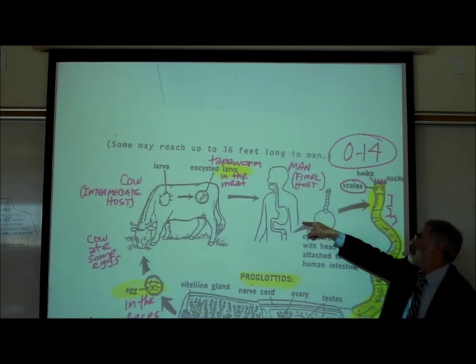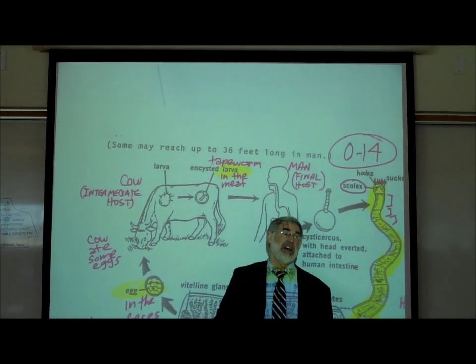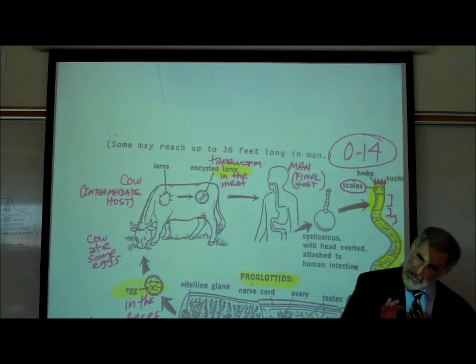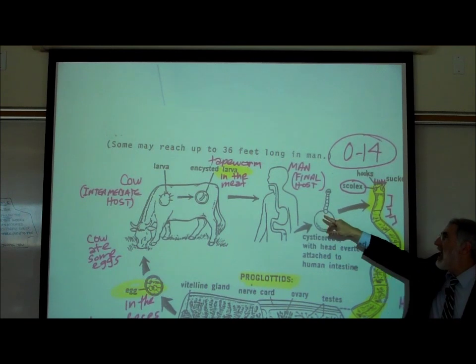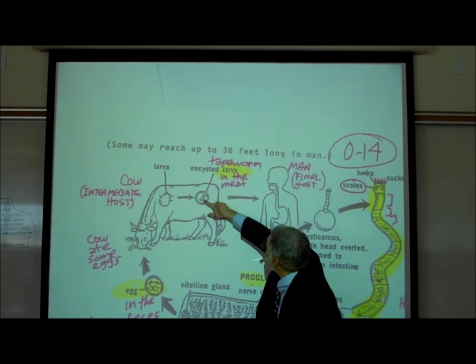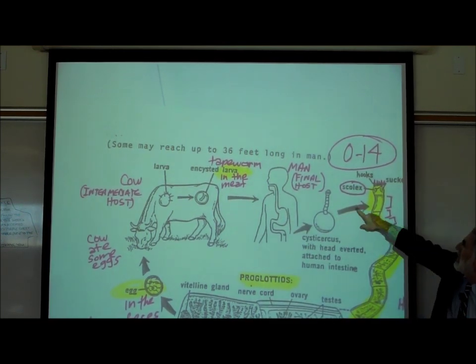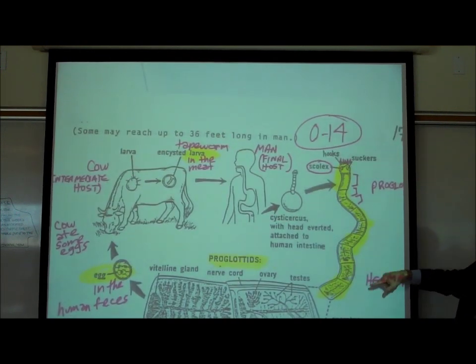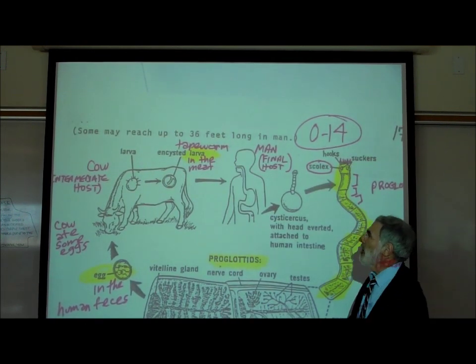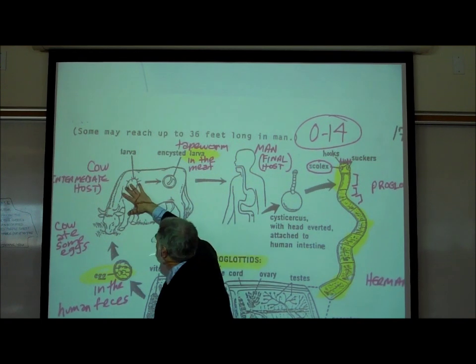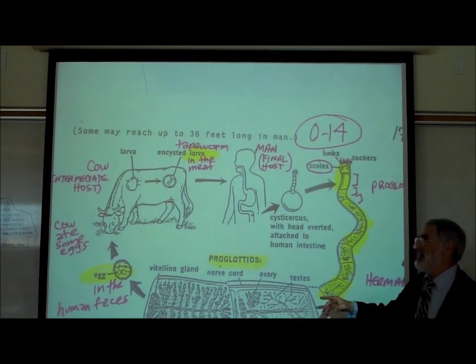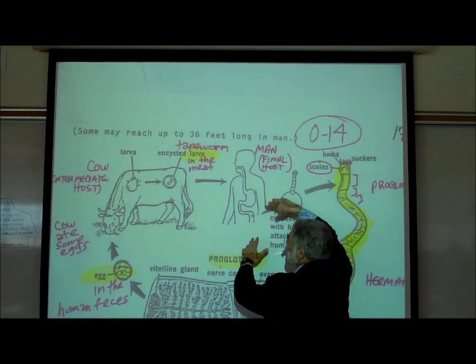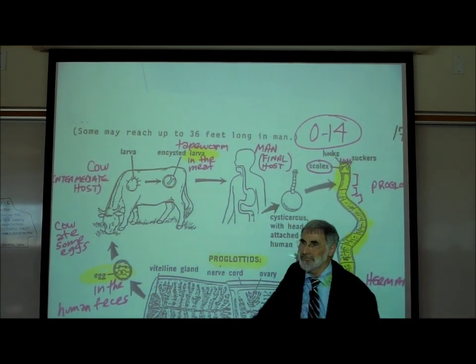Let's say then somebody eats this steak, this hamburger, likes it rare, doesn't want to cook it too much, and now they eat that, and that larva starts growing into this big tapeworm in their body. Does everybody see how you get it? So we say the cow is the intermediate host, and the human is the final host. It has to go from human to cow to human.